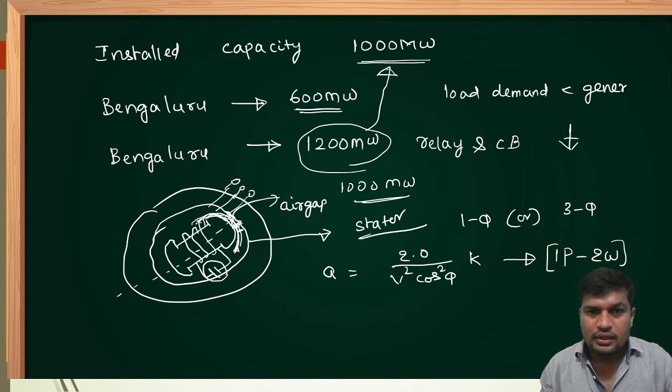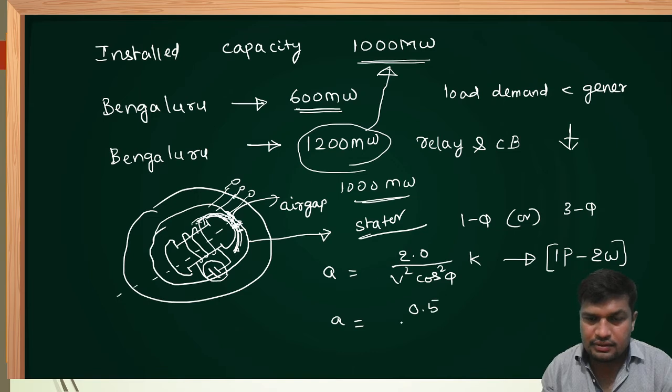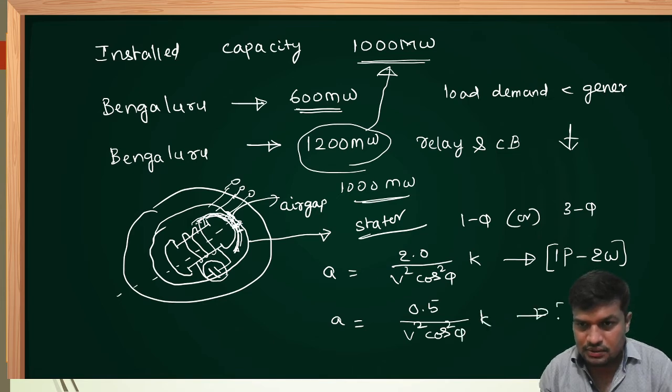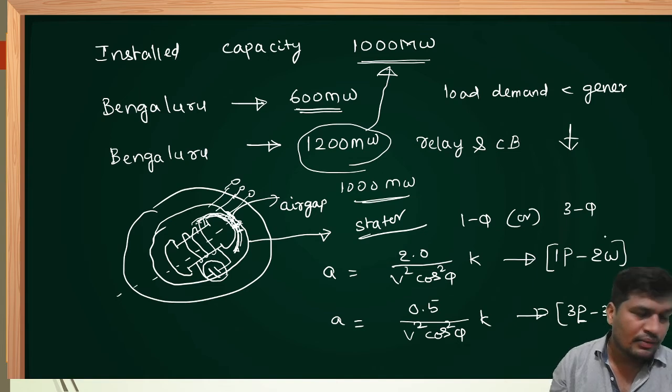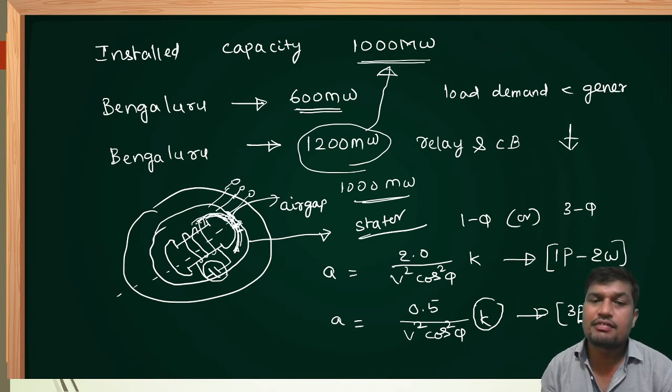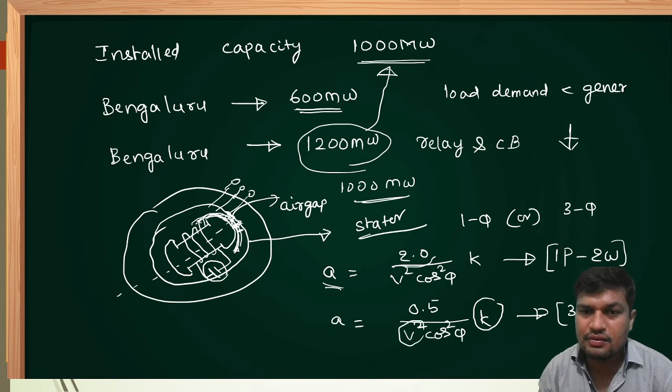Now, area of cross section for three phase wire is 0.5 upon V square cos square phi into K. This is the formula for three phase 3 wire, where P represents phase, W represents wire here. Now, what is K? K is the area of DC 2 wire. If you see, dear friends, area of cross section of winding is more for same operating voltage and same power factor. Here the value is 2, here the value is 0.5.